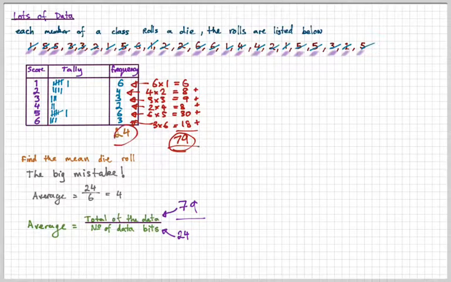The number of data bits is how many times those data occurred, which is the frequency, which is 24, which is how we get this 79 divided by this 24. Okay, so this is how to find the mean from a frequency table.